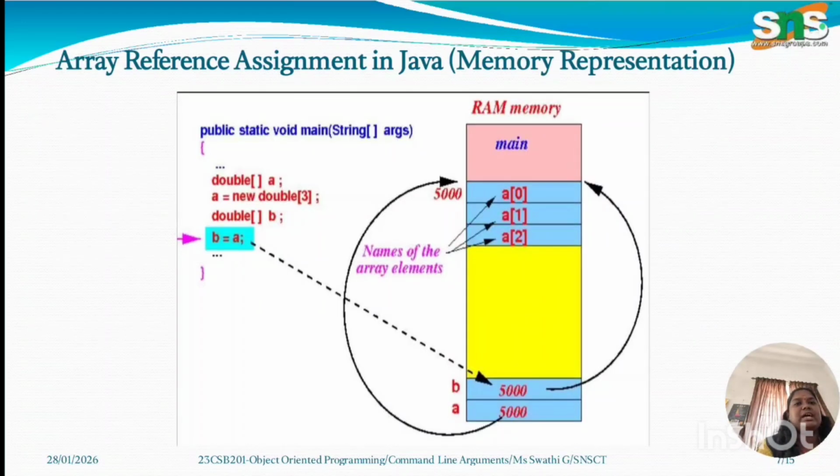After that we have array reference assignments in Java. How the memory is represented in the array concept, and how command line arguments are used. If we have b equal to a, it is stored in RAM, the main memory for storing values. The array index starts with 0, so a[0], a[1] up to a[n] will be stored in the RAM memory.